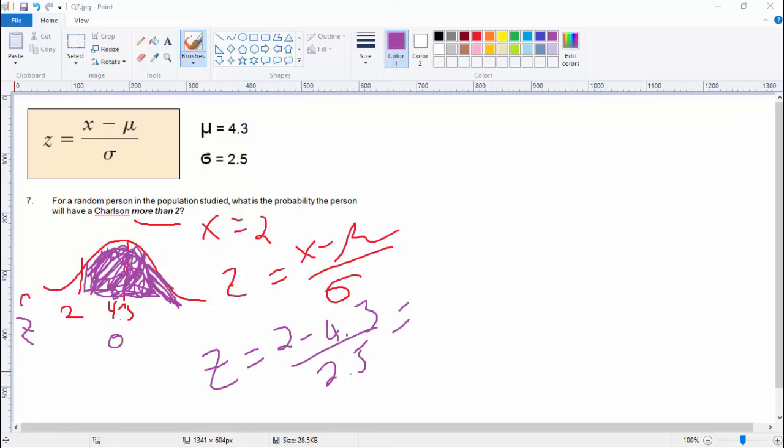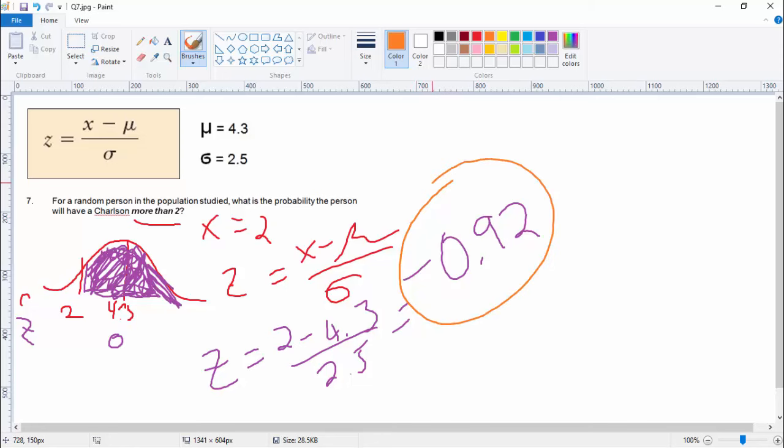So we're going to get this z, and you're not going to be surprised it's negative because it's less than the mu. And that's negative 0.92. Okay, so that's our z. I'm going to make it orange. So this is our z.